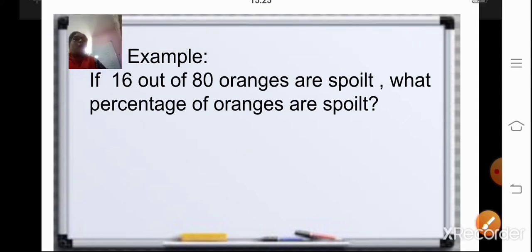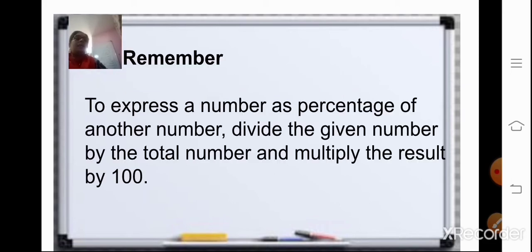Okay, now remember that to express a number as a percentage of another number, divide the given number by the total number and multiply the result by 100. That is, first you can divide it. That is, when I have written it, 16 upon 80. First divide the number 16 by 80 and then multiply it by 100. Or you can write the fraction and then simultaneously simplify it. Okay.